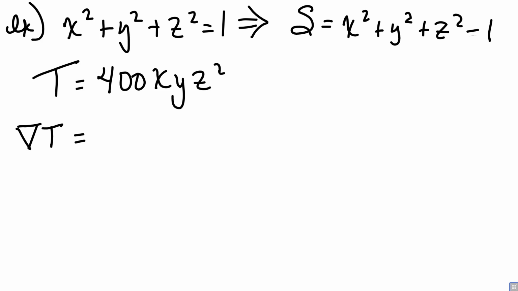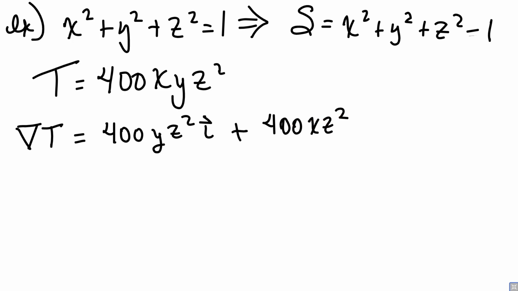So if we find the gradient of T, the first component is going to be the partial with respect to x. So we end up with 400yz squared in the i direction, plus the second, which is going to be the partial with respect to y, so 400xz squared in the j direction, plus the last component, the partial with respect to z, which is going to be 800xyz in the k direction. Any questions there?